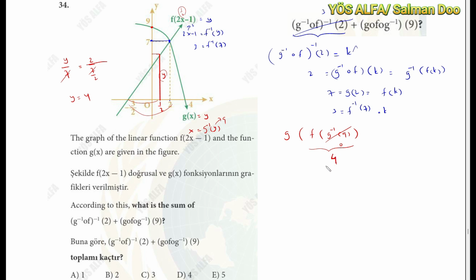So we're left with g of 4. What is g of 4? When x is equal to 4, what is y? So that's the definition of g of 4. So since when x is equal to 4, we have y is equal to 0. Our result is going to be 0. So this part is 0. And that part is 3, so our answer is going to be 3.